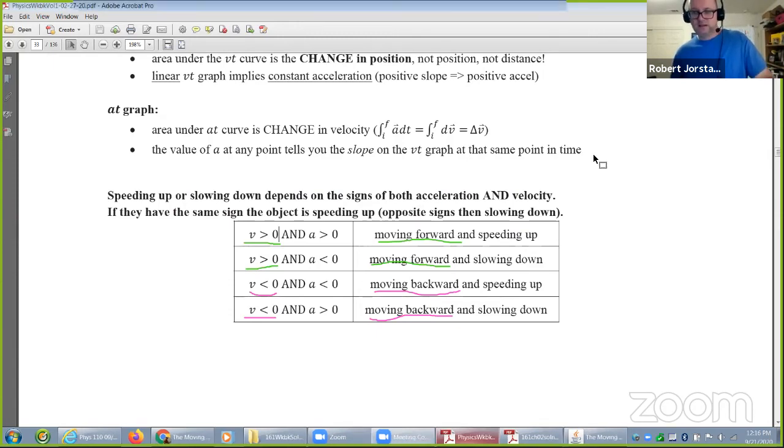Okay. It's a lot of stuff to remember. Yes, acceleration graph is an AT graph. Yep.